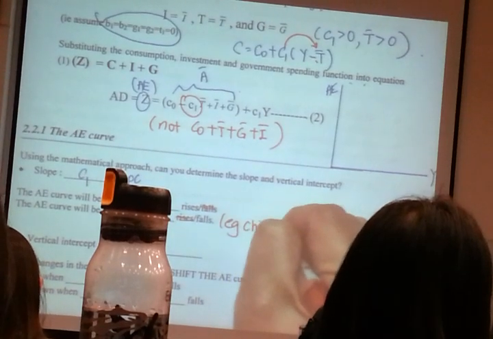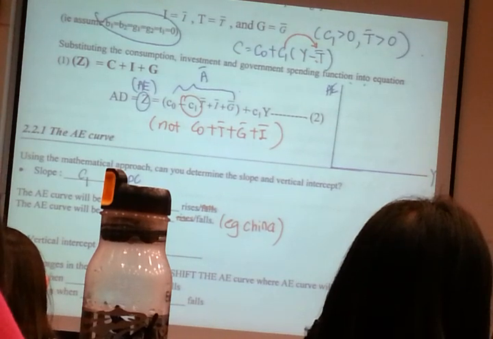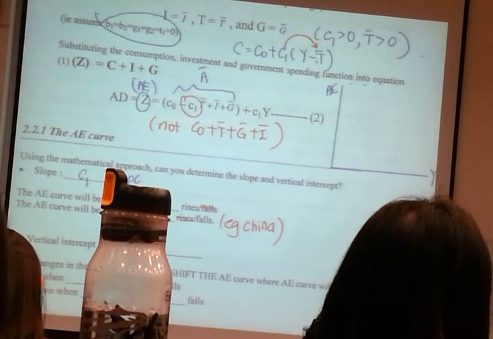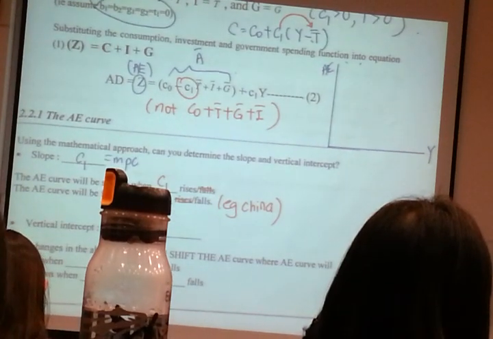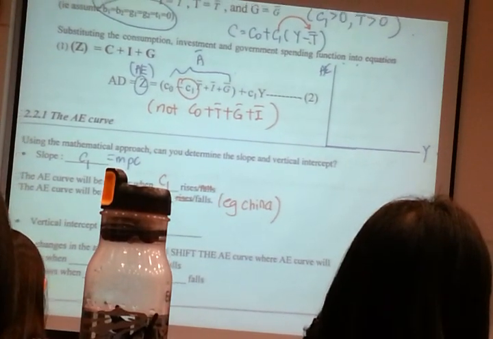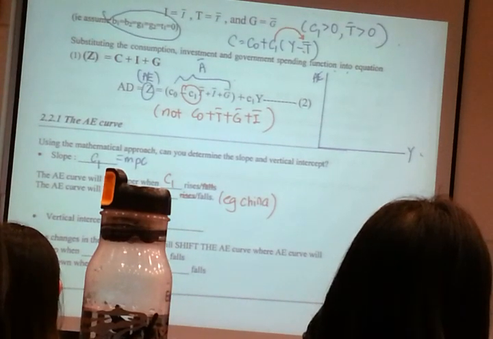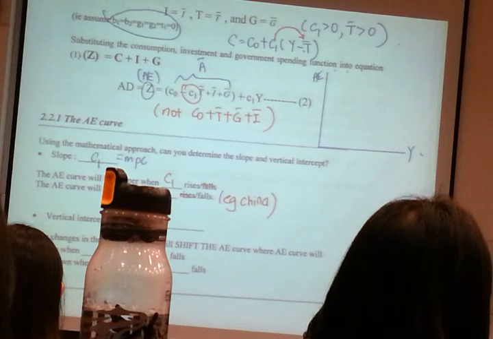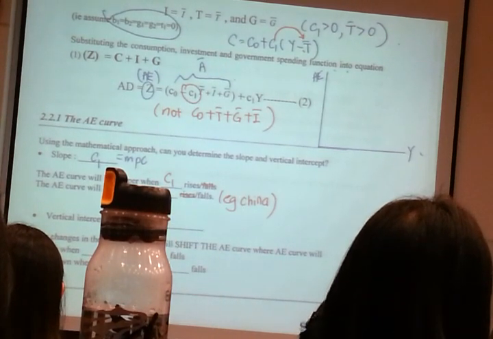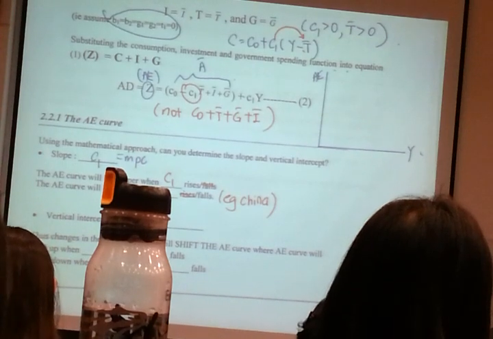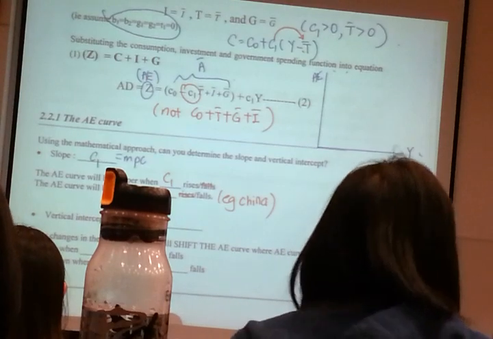Example, China. When we draw this AE curve, and if I'm drawing the case of China, I will actually draw a flatter AE for her. Because we know in China, C1 is very low. The Chinese have a very high tendency to save. Their C1 is only like 0.3 or lesser. Therefore, translating to the AE curve, it is flatter.